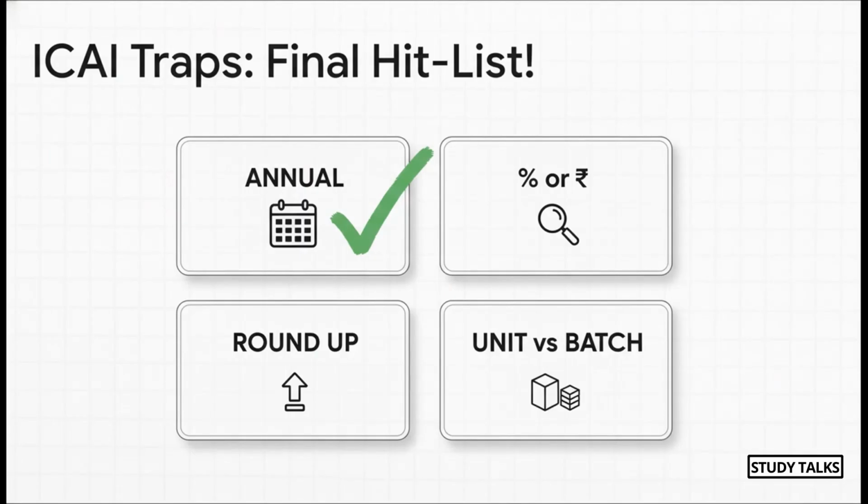Okay, this is it. Let's lock this knowledge in with your final hit list for the exam hall. Number 1, always convert demand, D, and carrying cost, C, to annual figures. Number 2, pay very close attention to whether the carrying cost is given as a percentage or a flat amount. 3, when you calculate the number of production runs, you always round up. And finally, number 4, read the question carefully and don't confuse the cost per unit with the total cost of the batch. These 4 points right here will save you a world of pain and a whole lot of marks.